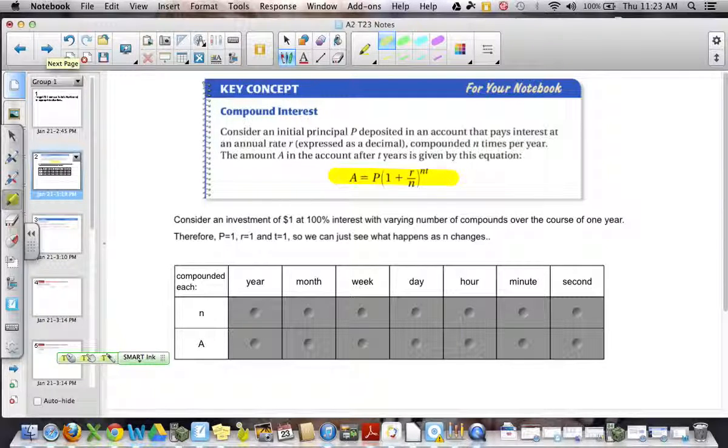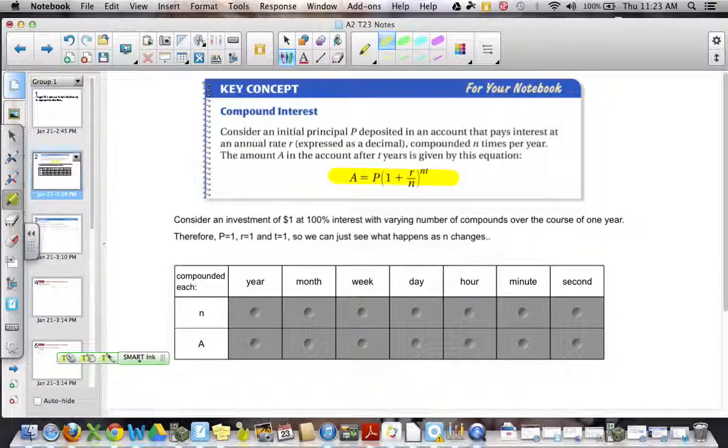P is the principal, the initial amount deposited, r is the annual interest rate, n is the number of times per year that it's compounded, and t is the number of years. So what we want to do is consider an investment of $1 at 100% interest, just to keep the numbers really simple. That would make P equal to 1 and r equal to 1, and we're going to look at varying numbers of compounds over the course of 1 year, so we'll also use t equal to 1. We just want to see what happens as n changes.